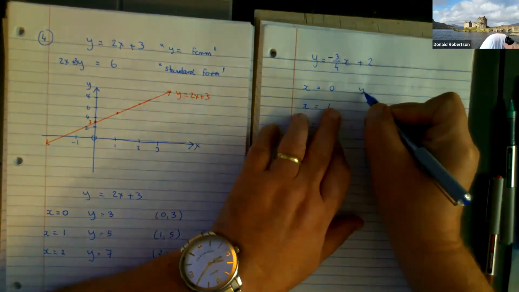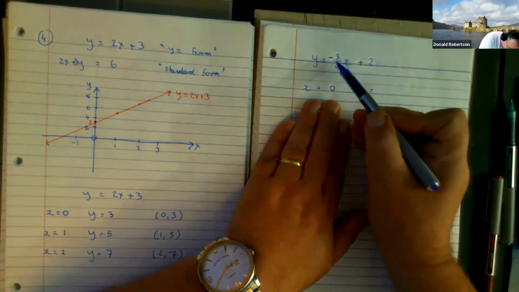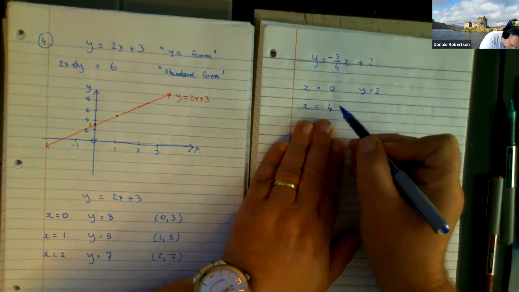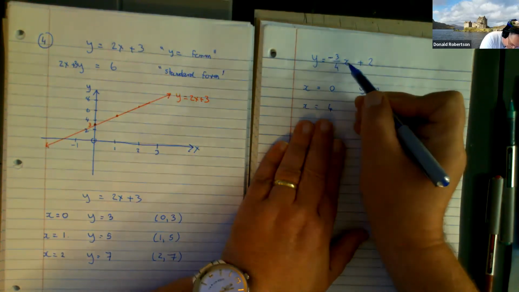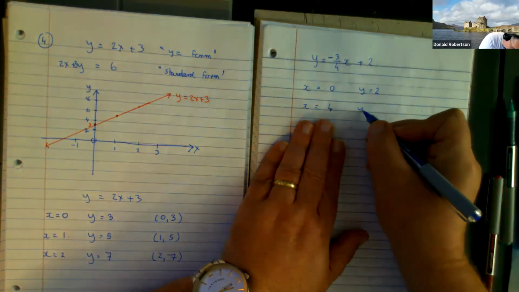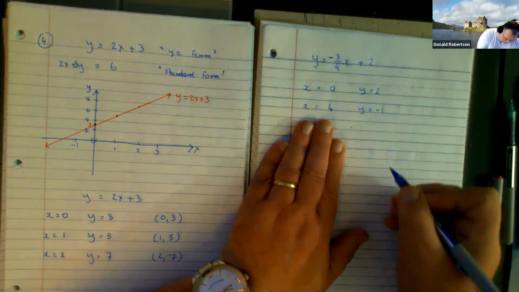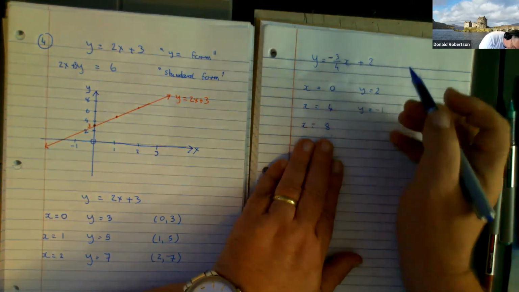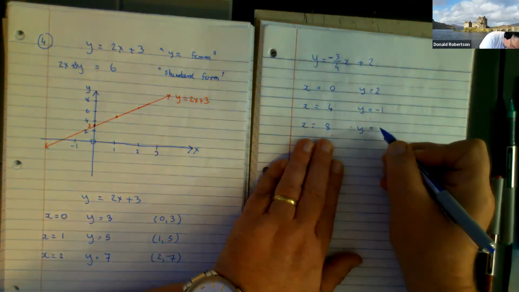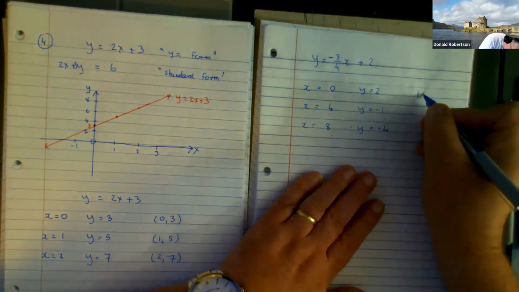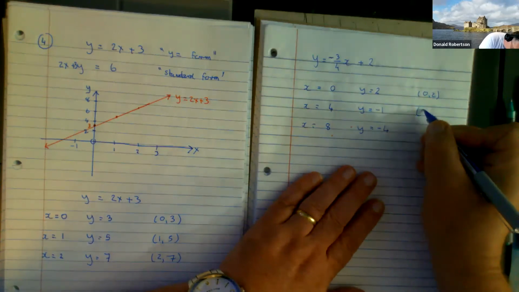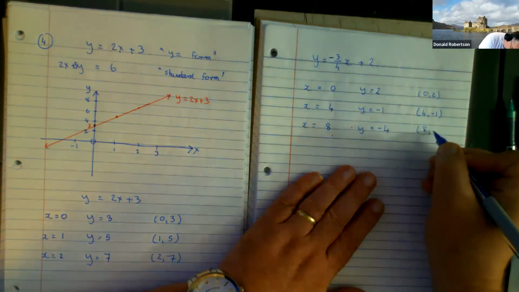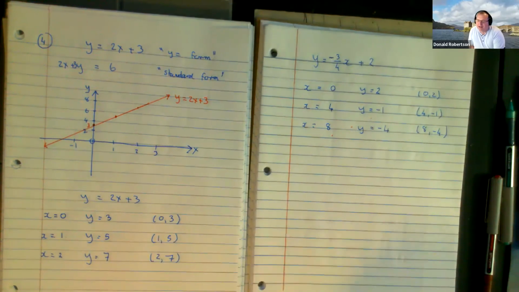So let's see what we get. When x is 0, negative 3/4 times nothing add 2 gets you 2. When x is 4, negative 3/4 times 4 is negative 3. Negative 3 add 2 gets me negative 1. And when x is 8, that guy times 8 is negative 6. Negative 6 add 2 gets me negative 4. So I have the point 0, 2, the ordered pair 4, negative 1, the coordinate 8, negative 4.